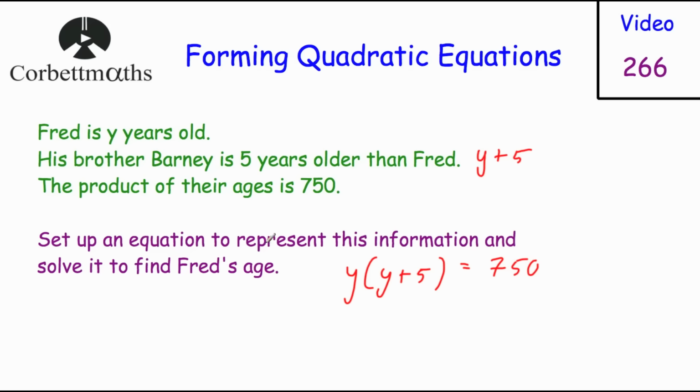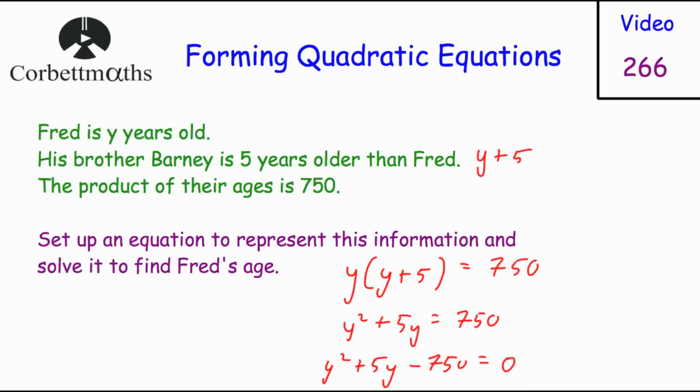And the question says, set up an equation to represent this information. So we've done that. And it says, solve it to find Fred's age. So we just need to solve this equation now. So this perhaps would be part A to get this, and then part B is to solve it. So let's multiply out our brackets. So y times y is y squared, and y times 5 would be plus 5y. That equals 750. Now this doesn't equal 0, so we can't factorize this yet. So what we're going to do is subtract 750 from both sides of the equation. So that would give us y squared plus 5y minus 750, and on our right hand side, that's equal to 0.